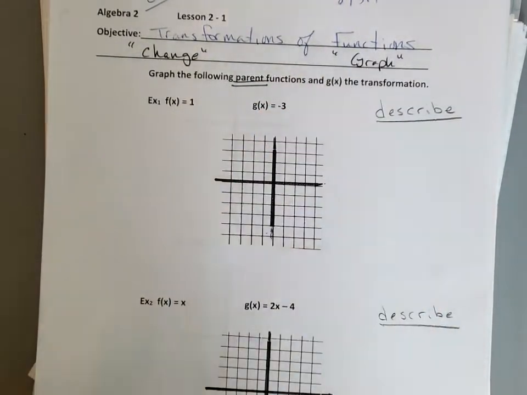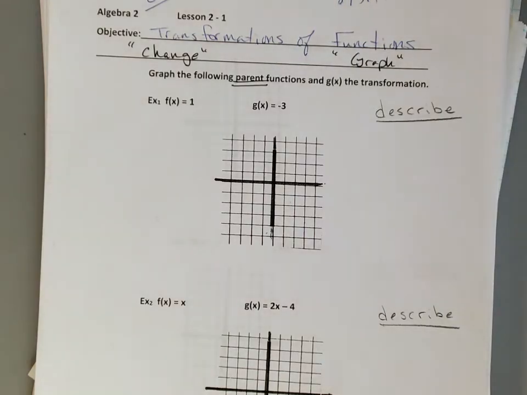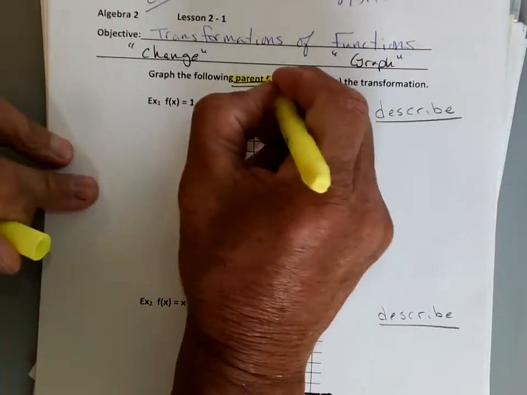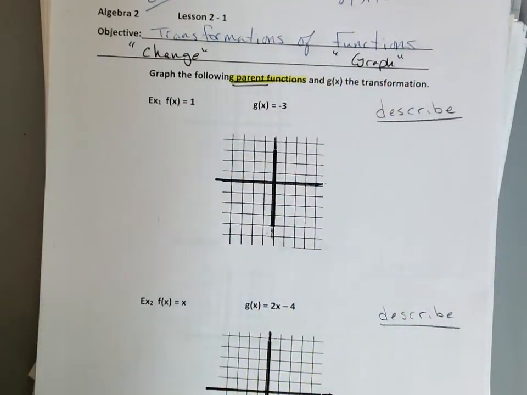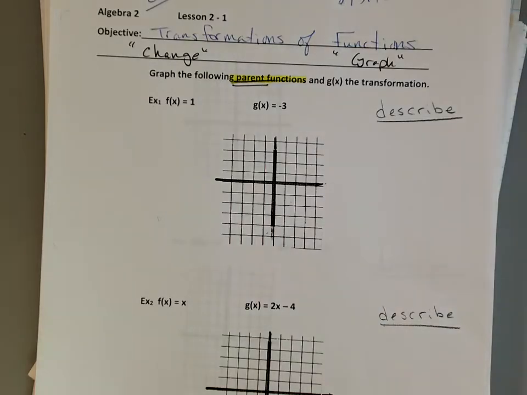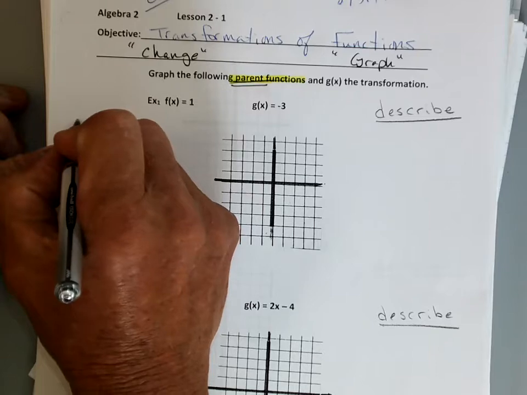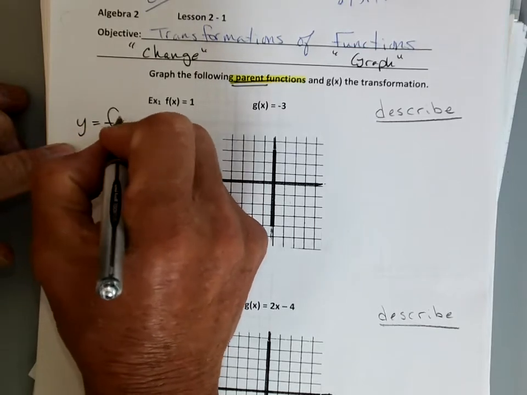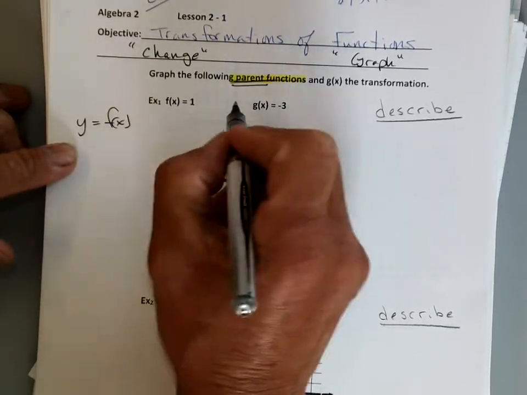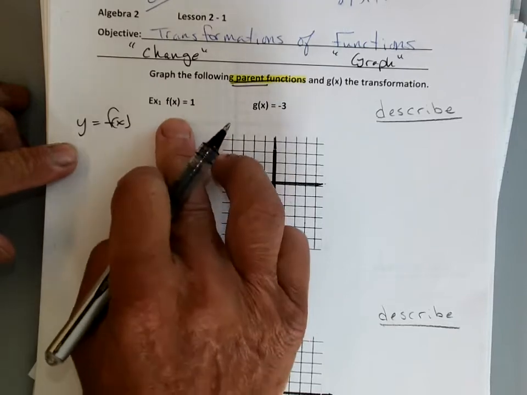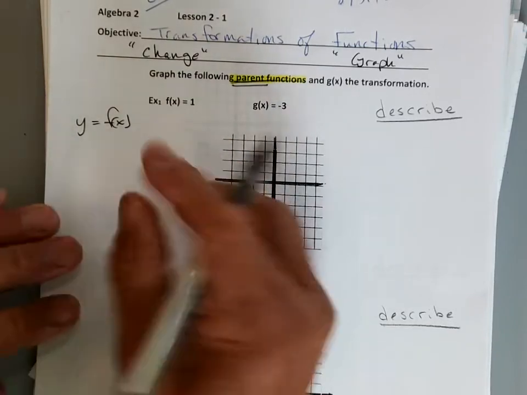Parent function. So our parent functions are going to be like the basic function, and then we're going to move them or change them. Okay, so for example, f of x and y are the same thing. Just get in the habit that y and f of x mean the same thing. There's a reason we're going to talk about f of x later.